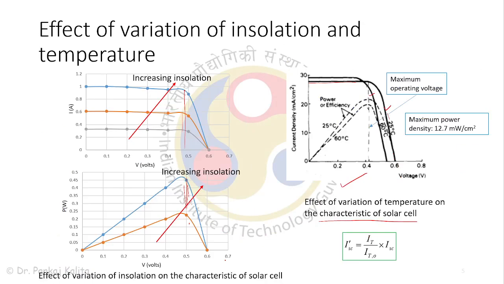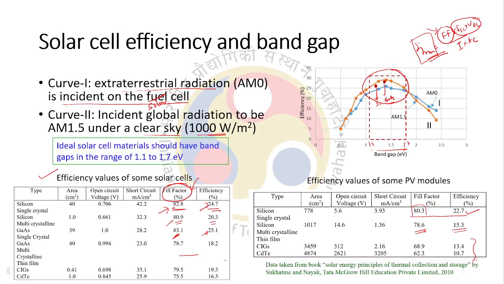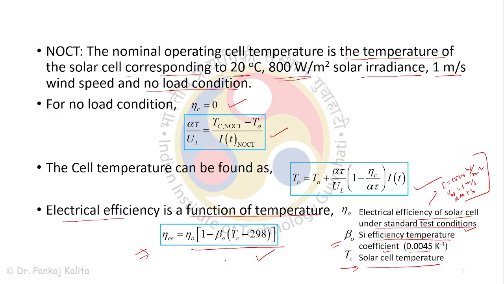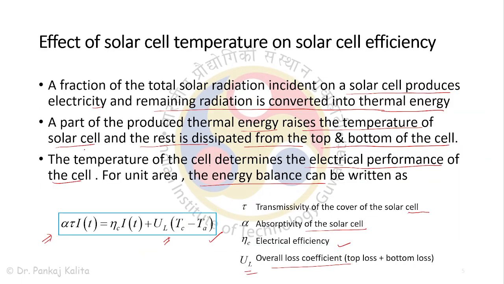Now, okay, I'll quickly explain the effect of solar cell temperature on solar cell efficiency. The temperature affects the solar cell efficiency. The higher the temperature, the higher will be the losses to the surrounding. Because there will be more difference in temperature between the solar cell and the atmosphere, there will be more losses, and thereby temperature affects the solar cell efficiency.